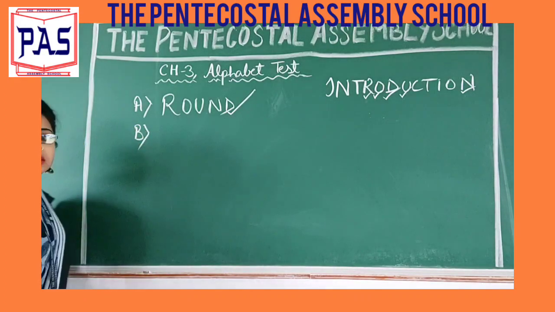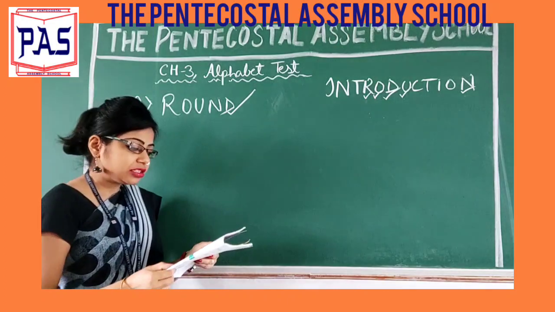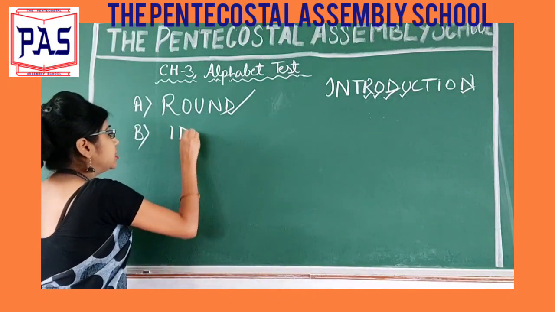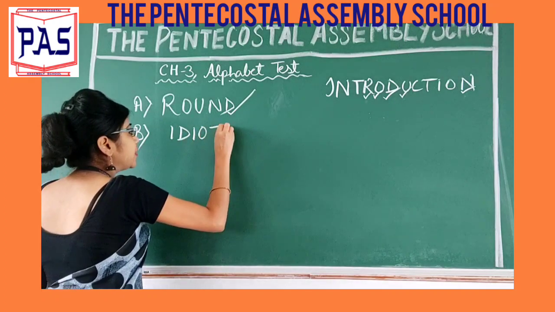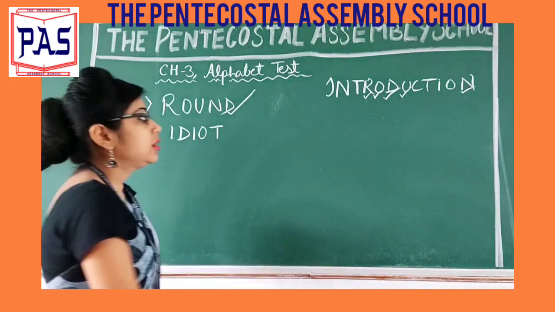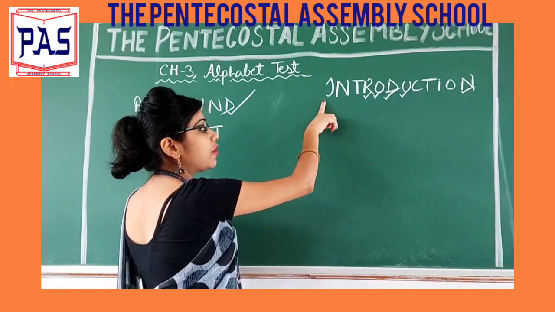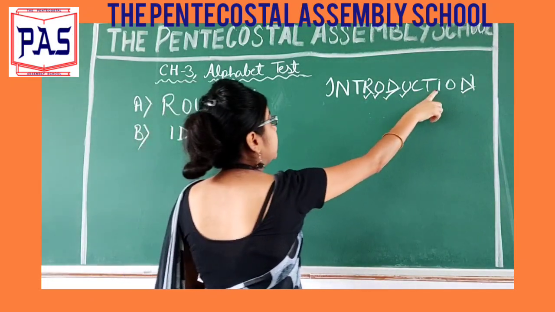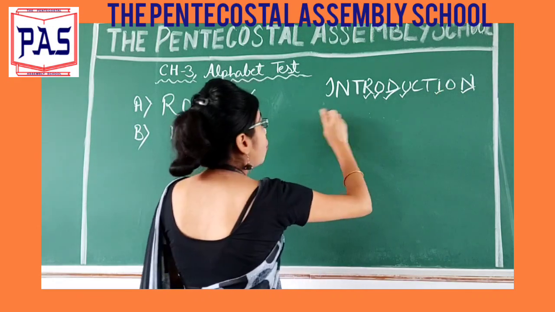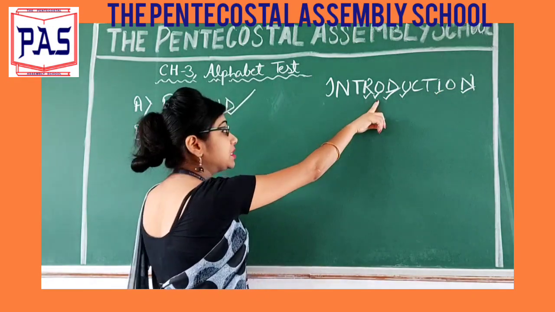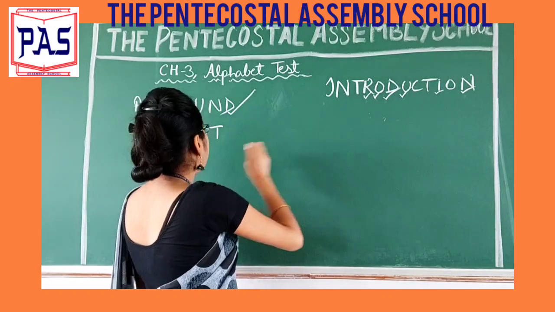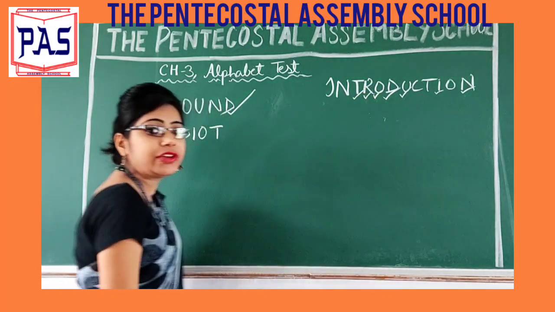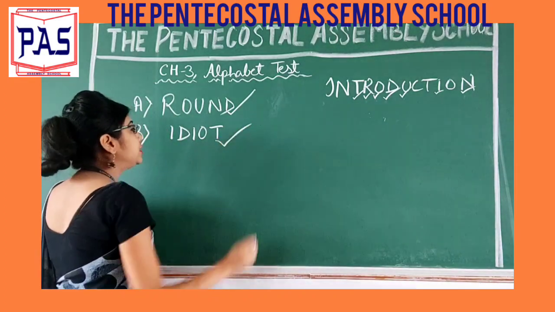Now let's check the second option. The second option is idiot. Let's find out. Yes, I is the first letter of introduction. Again D is there. Again I is there. O. Yes, O is also present in the given word. And T. Intro. T is also present. So we can make idiot also.